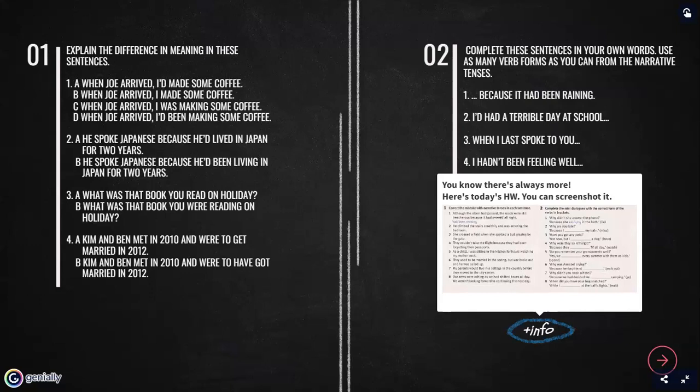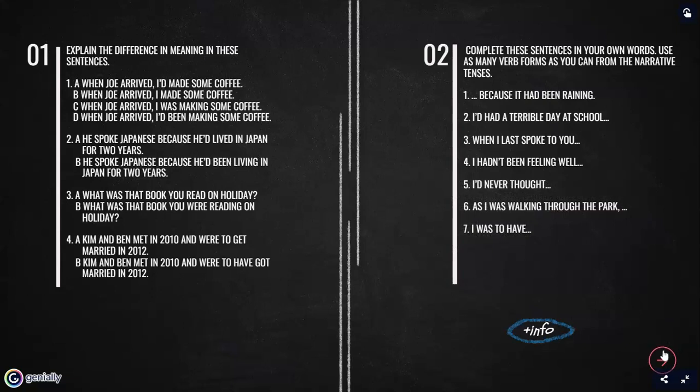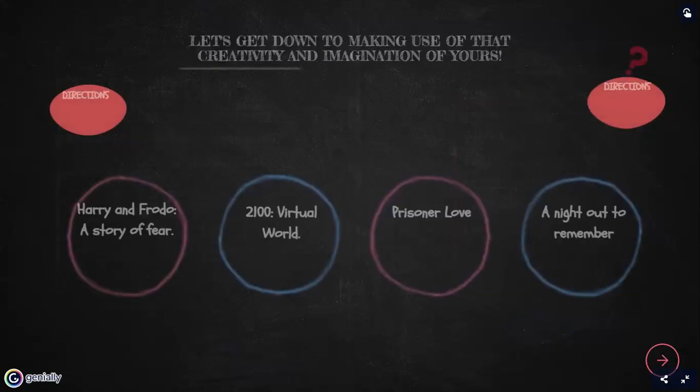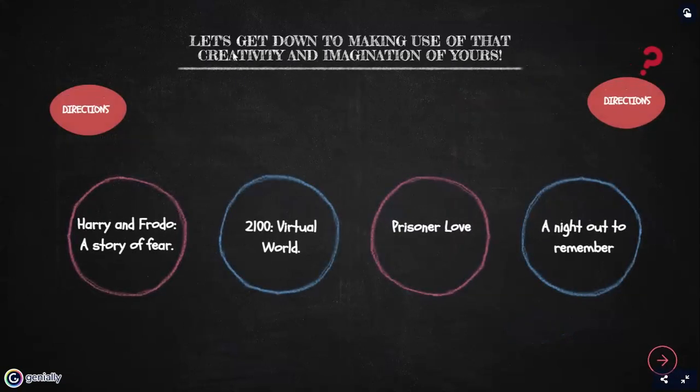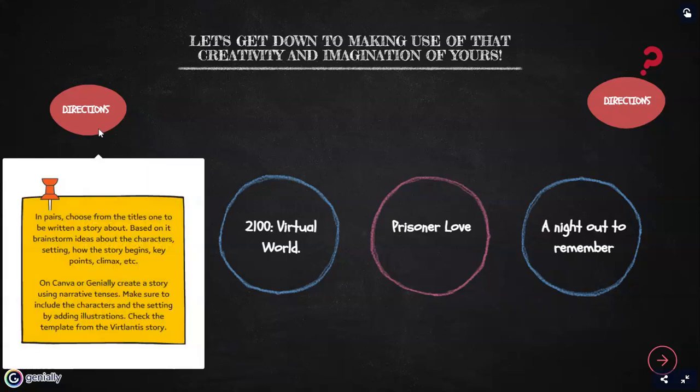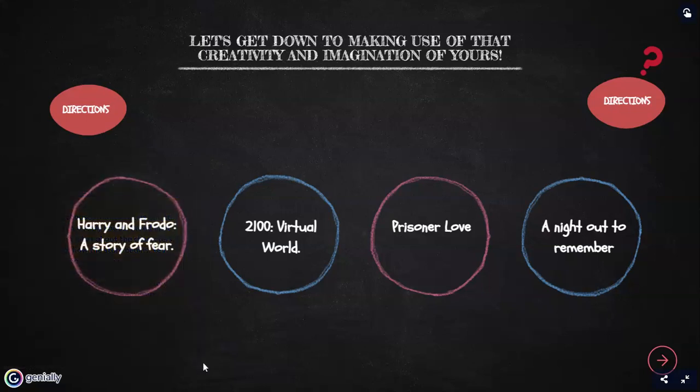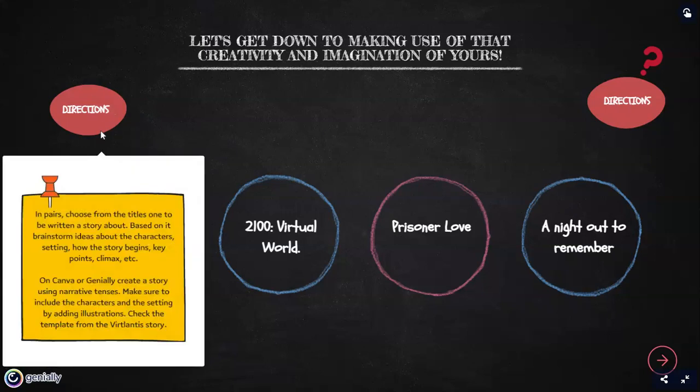Finally, we go to the post activity, and it's this one. Let's get down to making use of that creativity and imagination of yours. Here you have the directions. What they need to do is pick with their partners one of these titles, and based on that title, they need to create a story.